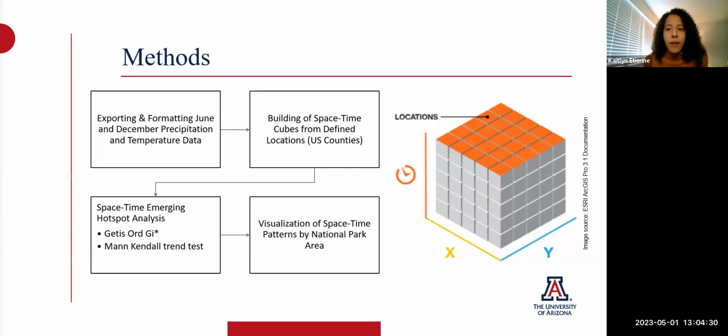And then from there, I ran an emerging hotspot analysis on precipitation and temperature values and anomalies. And I used the Getis-Ord Gi* statistic and Mann-Kendall trend test to look for statistically significant patterns in spatial clustering over time with a significance of 90% confidence level or greater.